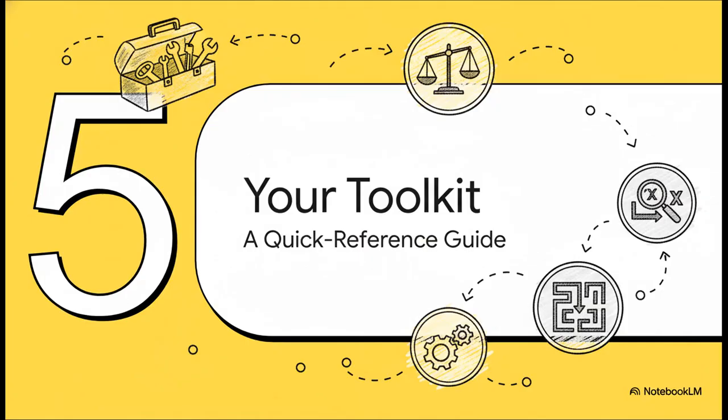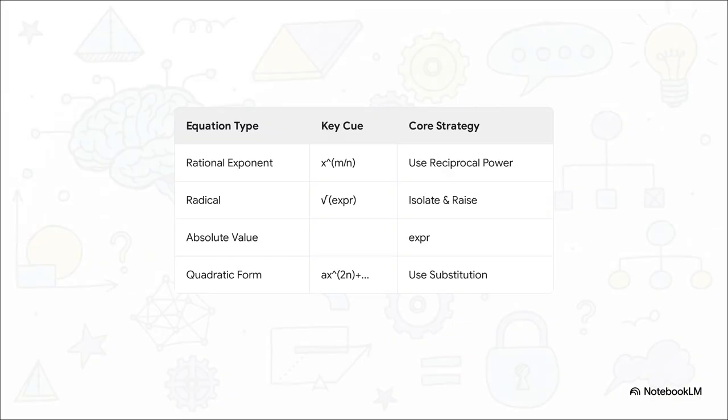And there you have it, 4 powerful tools for your algebra toolkit. So let's do a super quick recap. Think of it as a reference guide for when you run into these problems out in the wild. This is your cheat sheet. When you see a fractional exponent, think reciprocal. See a radical? Think isolate and square. See absolute value bars? Think split it into 2 cases, positive and negative. And if you see that special pattern where one exponent is double the other, you know it's time for a substitution.